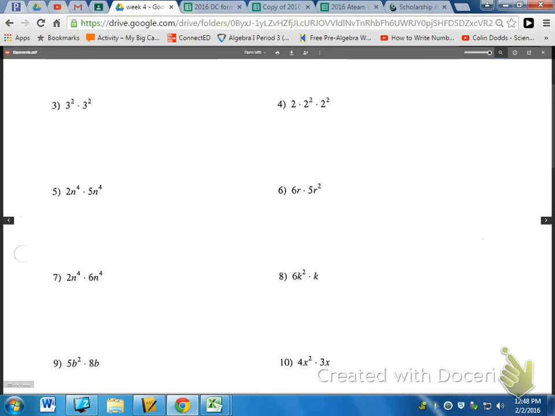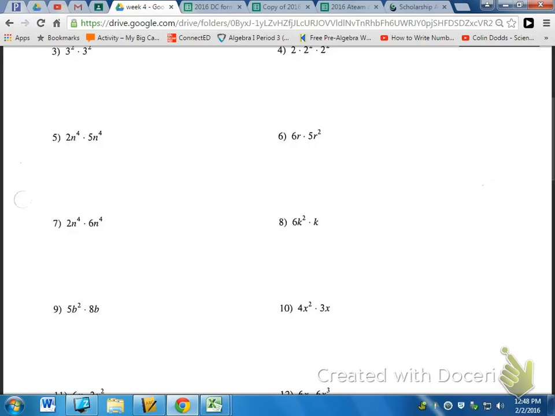Okay, so let's look at one that's a little different. So let's say number 5. 2 and 5 are not the same base. 2 times n to the 4th times 5 times n to the 4th. 2 and 5 are not the same base. This is a multiplication problem. So you actually multiply those. So that would be 10. N, though, is the same. And there's n to the 4th and n to the 4th. So you would have to put 10n to the 8th.